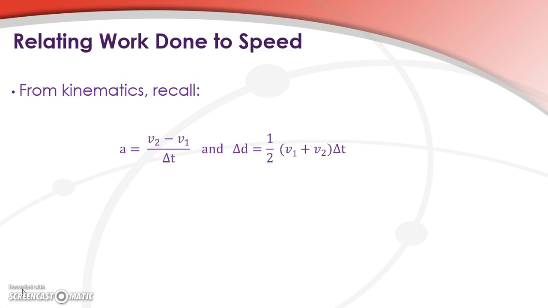Let's back up even further and talk about kinematics. Acceleration equals V2 minus V1 over delta T, and delta D equals our average speed times delta T, so 1/2 times V1 plus V2, times delta T. The only constraint here, of course, is constant acceleration.